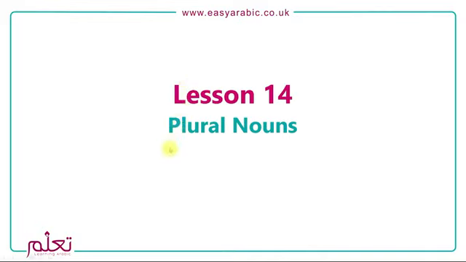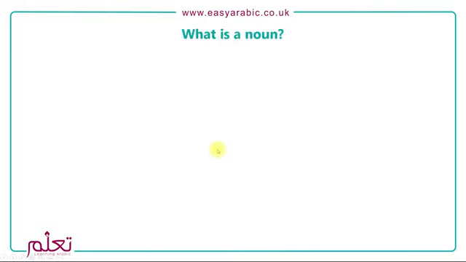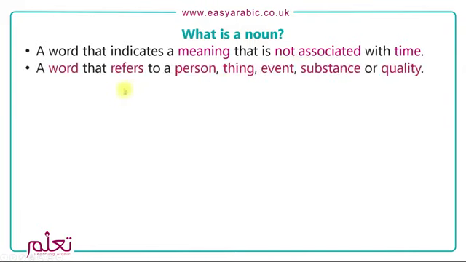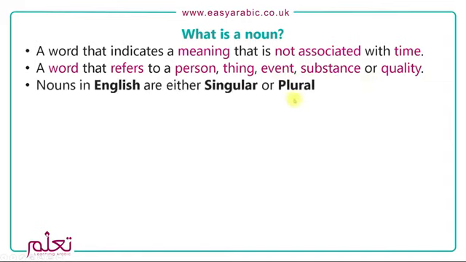In this lesson, we're going to go through and look at plural nouns. So, what is a noun? As we covered in the previous few lessons, a noun is a word that indicates a meaning that is not associated with time. Okay, it's a word that refers to a person, thing, event, substance, or quality. And nouns in English are either singular or plural.